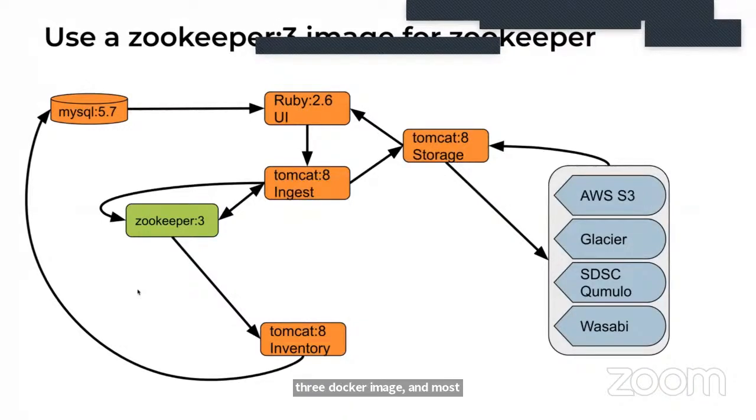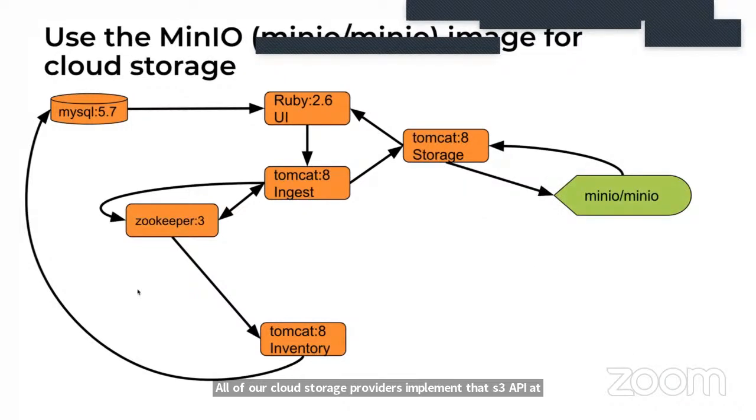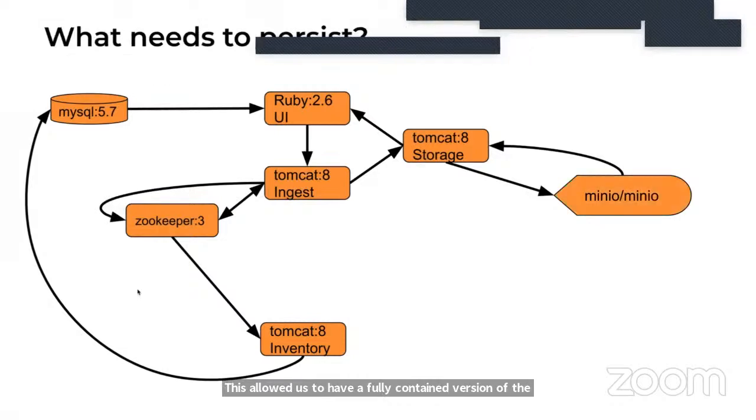And most excitingly to me, all of our cloud storage providers implement the S3 API, and there is a Docker container published by Minio that implements the S3 API as a Docker image emulating cloud storage. This allowed us to have a fully contained version of the Merit core microservices in which to test.